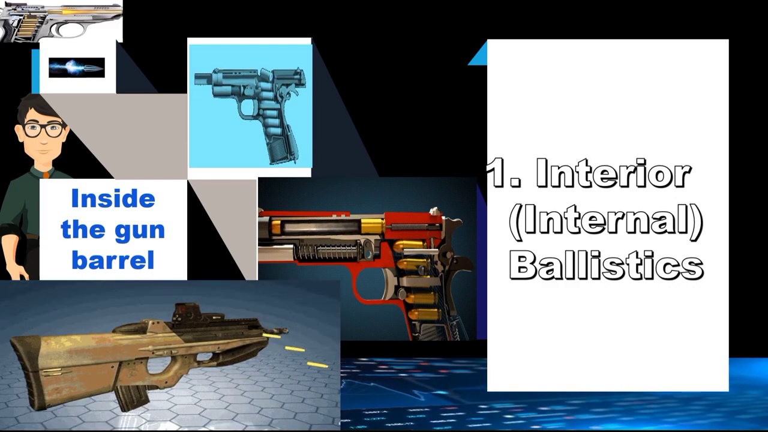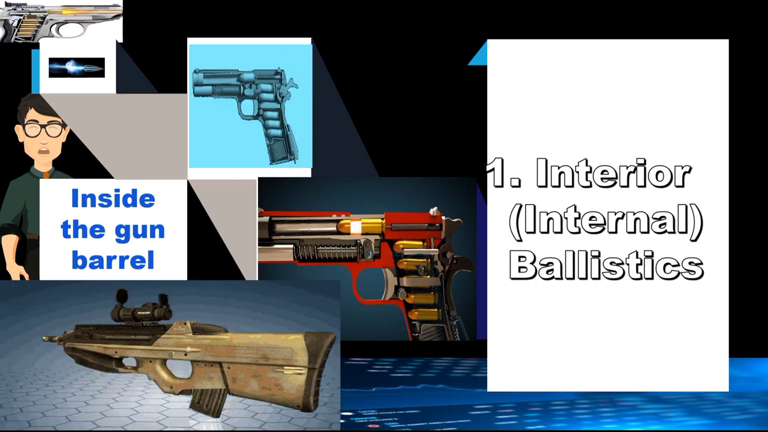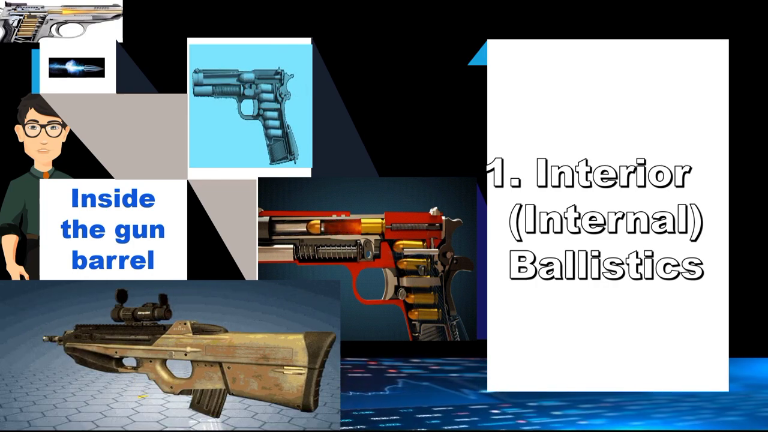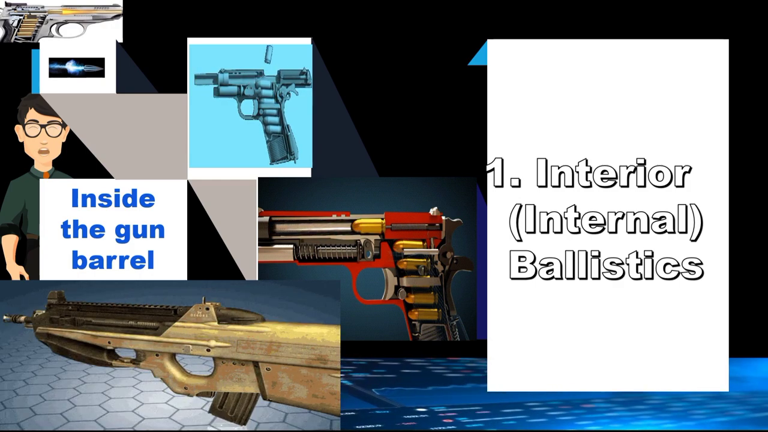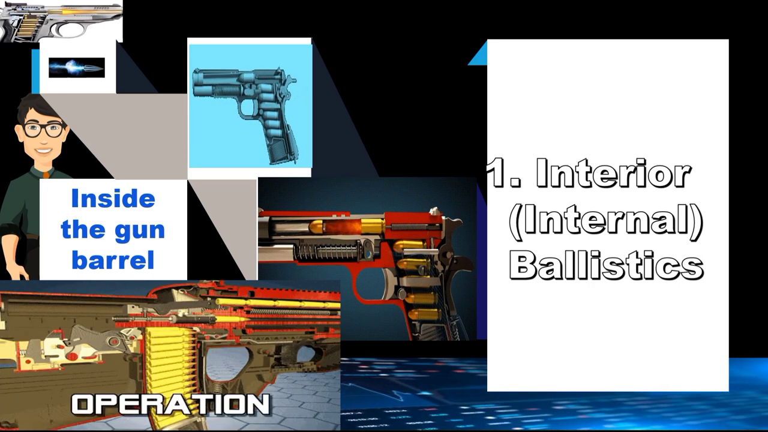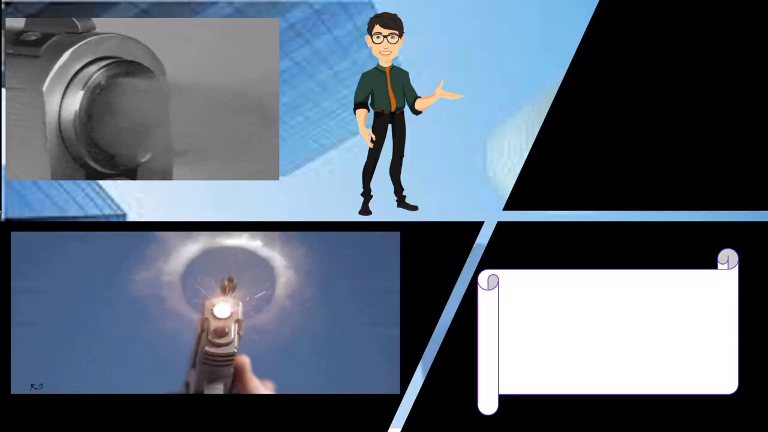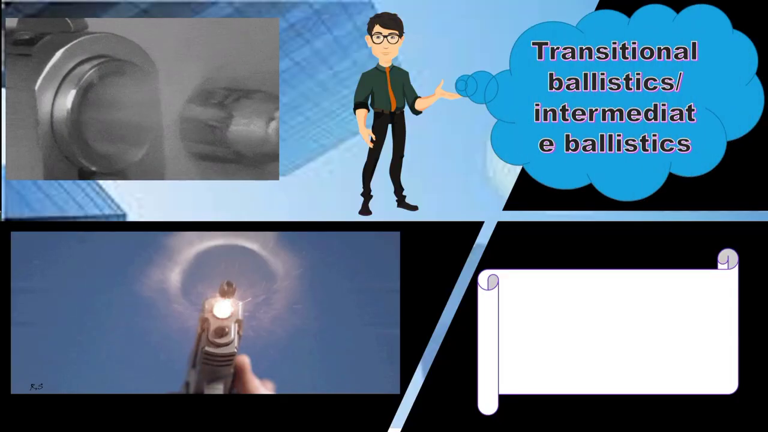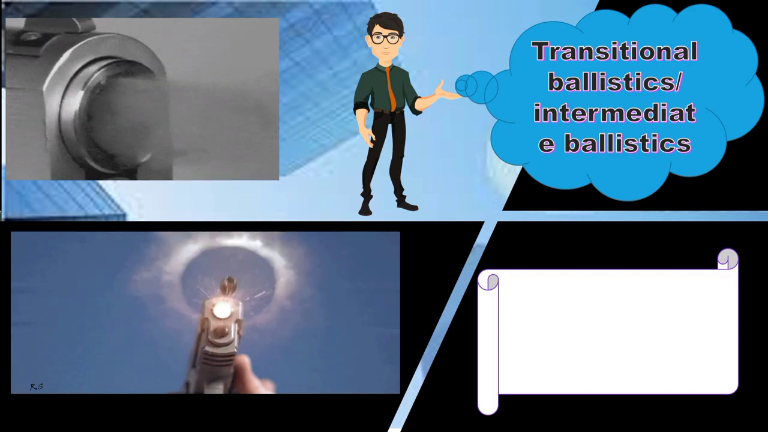Again, it involves all reactions, motion, behavior, movement of the projectile that take place while it is still inside the gun barrel. Next branch is the transitional ballistics, also known as intermediate ballistics.